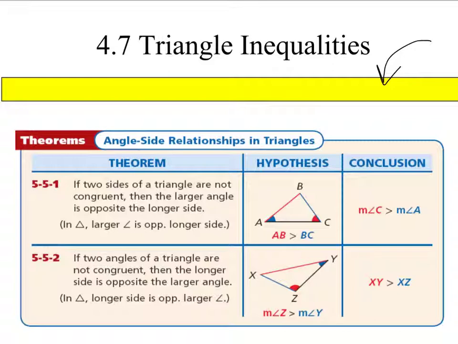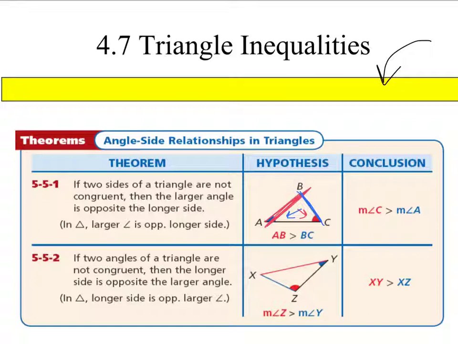It says, if two sides of a triangle are not congruent, then the larger angle is opposite the longer side. So if you look at this triangle in the hypothesis, it says that side AB is longer than BC, which means the opposite angle, which is angle C, is larger than the opposite angle of BC, which is angle A.